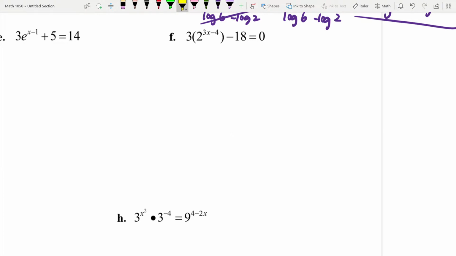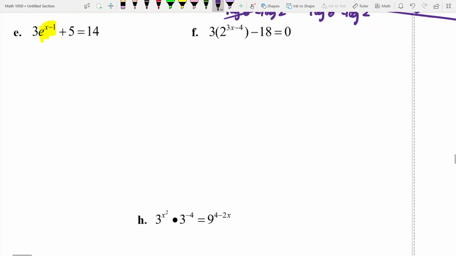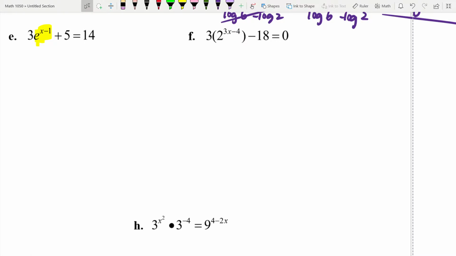Okay, look at question E. Take your highlighter and highlight e to the x minus 1. There's your base, there's your exponent. Everything else over there has nothing to do with the exponent. It's not part of the exponent. Everybody in the room tell me, am I stuck? Talk to me. I am not. What's the first thing I should do?